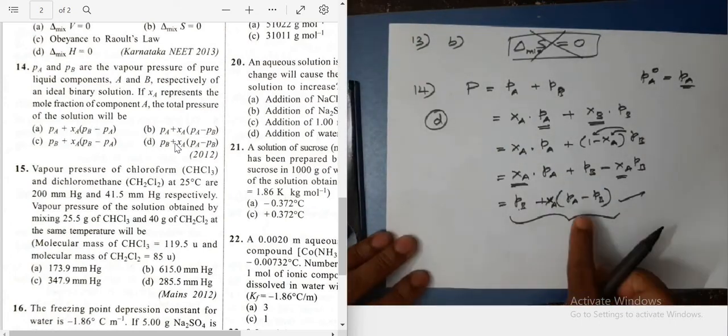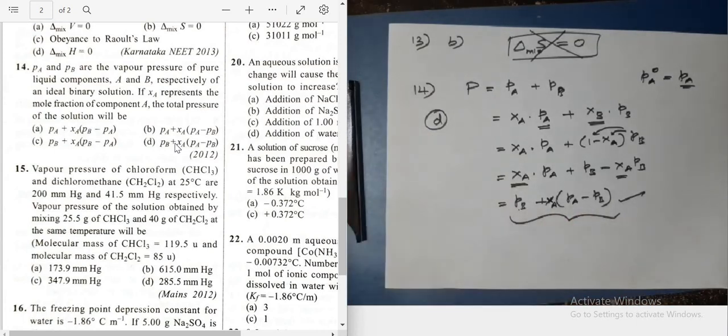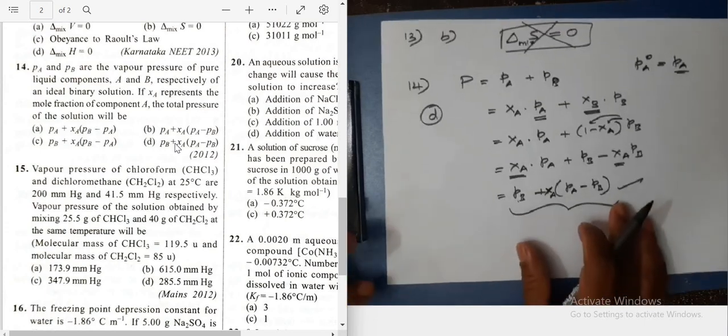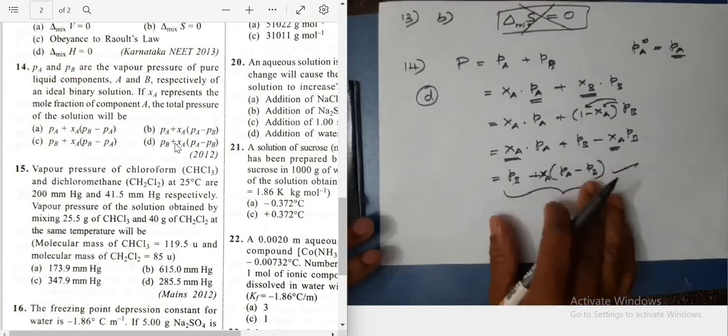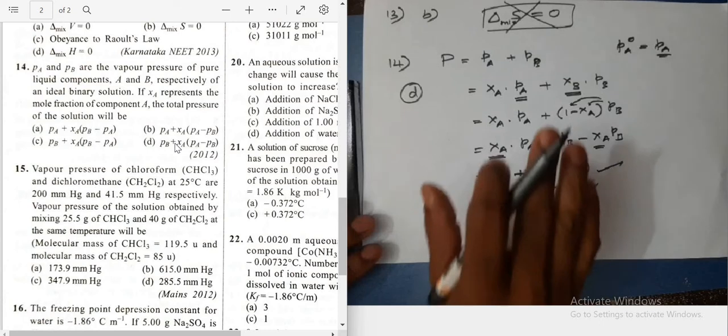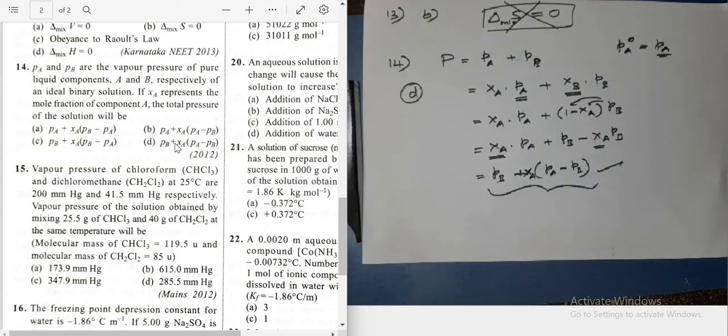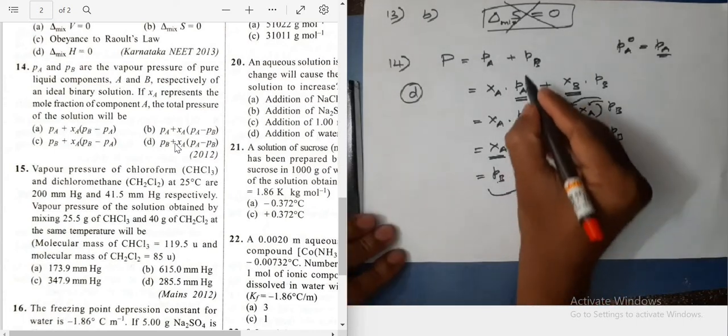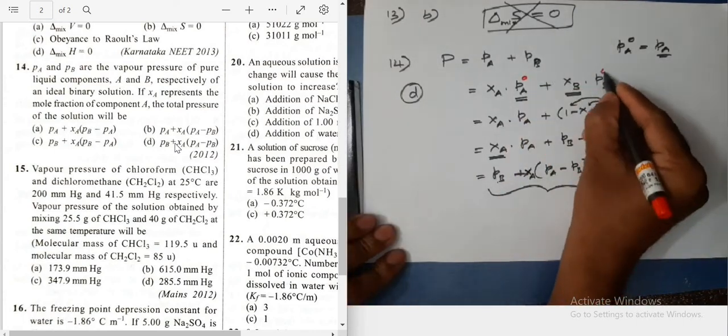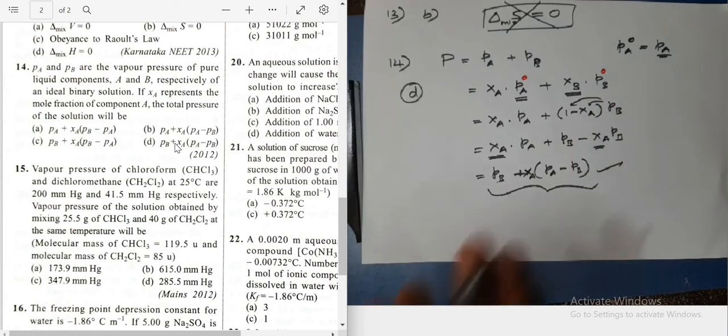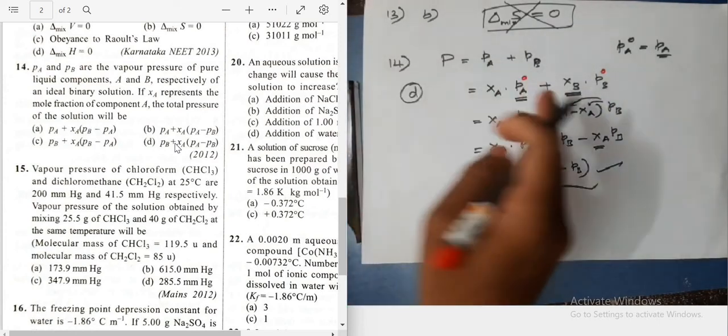Exactly, that matches with this, so option D is the correct answer. Now, is this clear, students? Any doubt here? Remember the standard symbol that we use: we put a naught symbol for pure vapor pressures. Since in the question it is not given, I didn't use that.